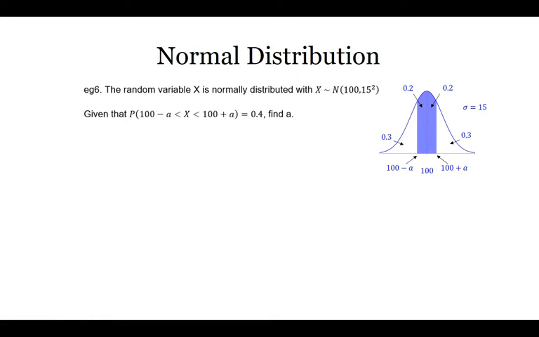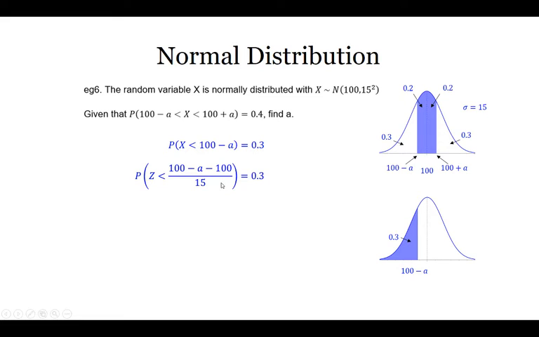That means we can rewrite this question as a straightforward less than. So I've done less than 100 minus a must be 0.3. And that's our way into this question. So if I describe this diagram in symbols, it's the probability that x is less than 100 minus a equals 0.3. Convert to our standard normal by taking away our mean of 100 and dividing by the standard deviation of 15. And we get that.